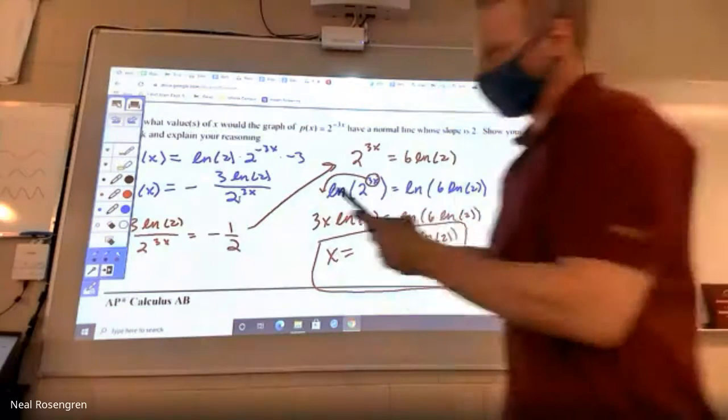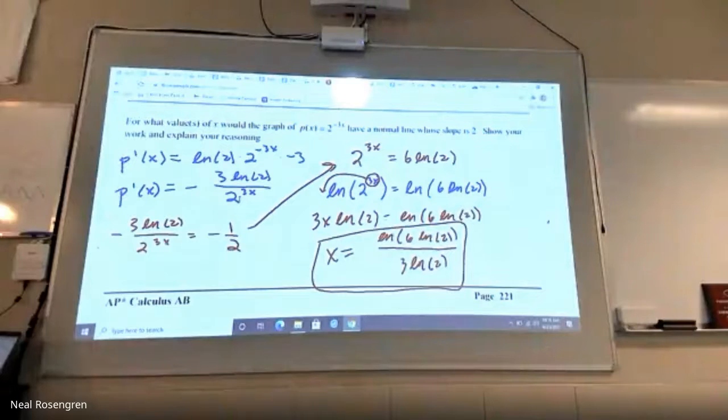Yeah, and I have never done this problem. This is kind of cool. Okay. So, ln of 6 ln of 2 divided by 3 ln of 2. It's a little less than 3, 2.96. 2.96, 4 decimal, or 3 because we're in calculus, 964.